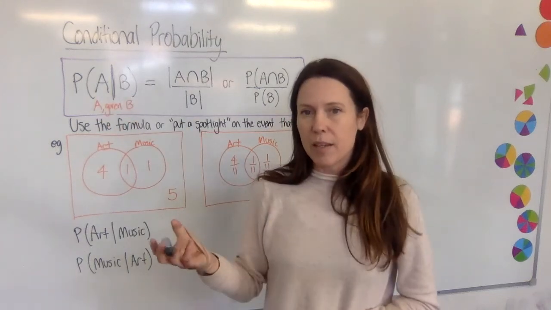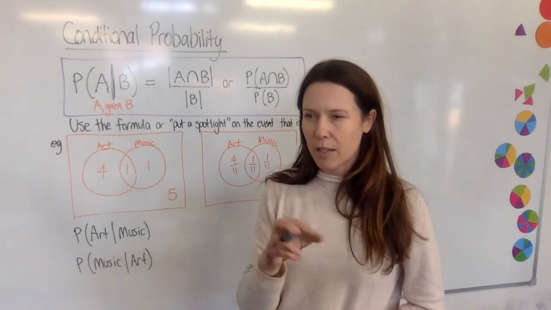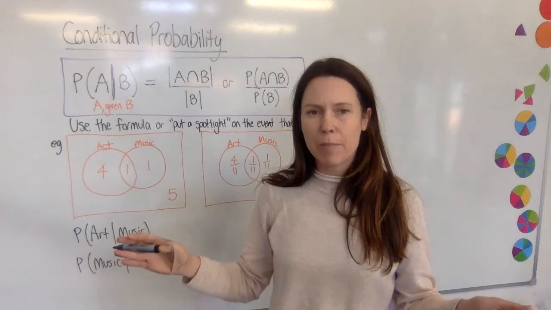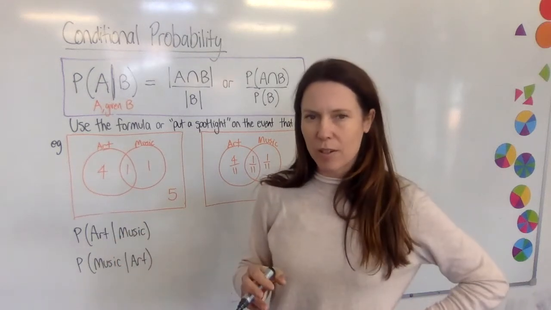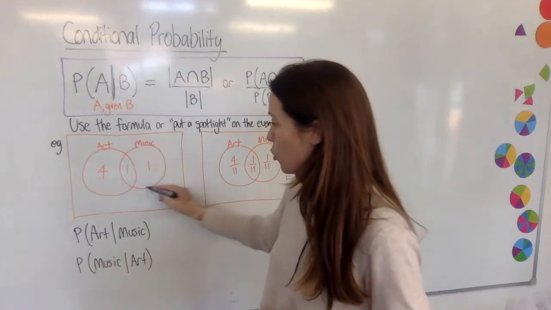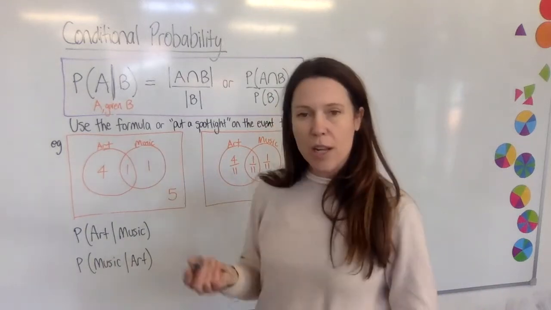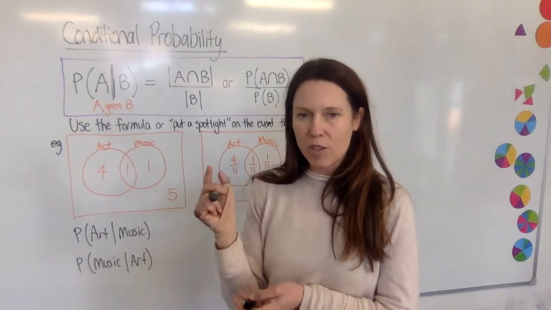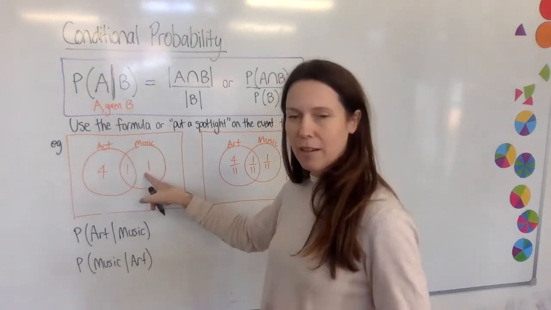So if we're saying, what's the probability of, say, art given music? What we're saying is, given that I know a student in here does music, in other words, I'm going to ignore everyone that doesn't do music, what's the chance of getting an art student out of those? Well, how many students do music? 2. What's the chance of choosing a student at random out of those 2 and getting an art student? It's going to be 1 out of 2.